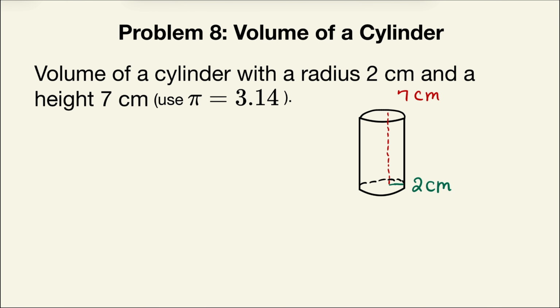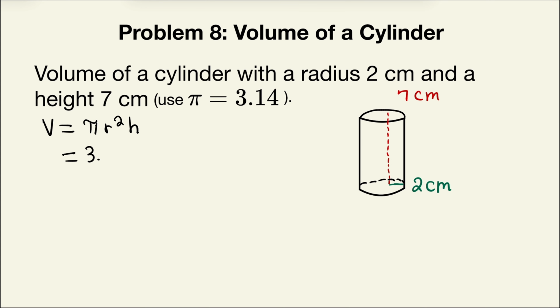Okay, and so now let's go ahead and take a look at the volume formula, and we'll write it as V equals pi times the radius squared times the height. And so when we're filling in the values, let's pay close attention. We're told that we have to use pi as 3.14, okay? So let's go ahead and write that here.